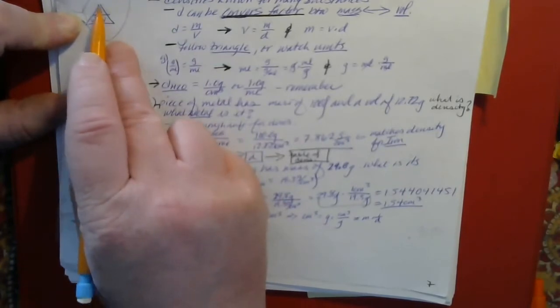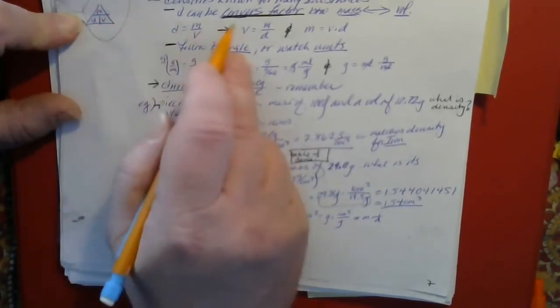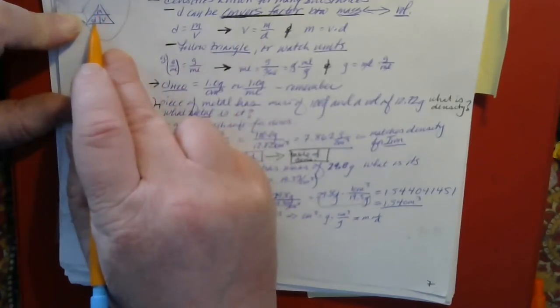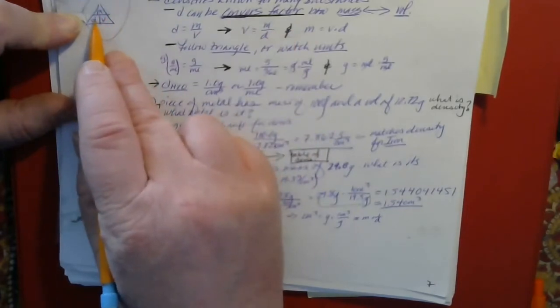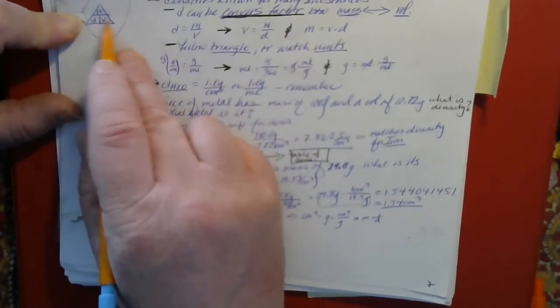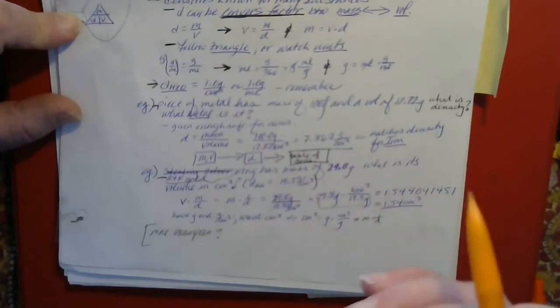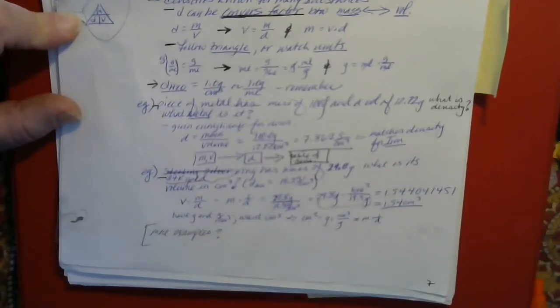So density is mass over volume. It's also true that volume equals mass over density. And it's also true that mass equals density times volume. So it's very handy to put it in a triangle like that because it makes rearranging the equation a lot easier. And so you don't have to basically spend a lot of time thinking it out.